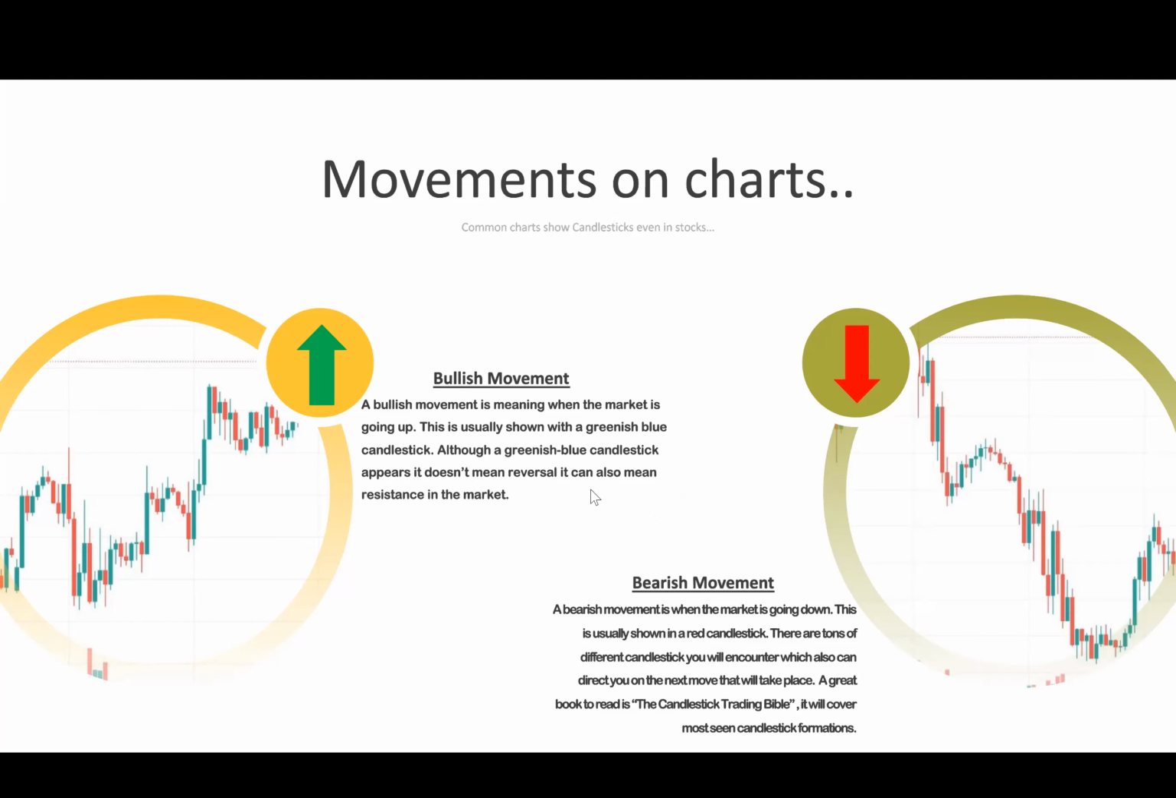So the other movement on the charts will be your bearish movement. A bearish movement is when the market is going down. This is usually shown with red candlesticks. There are tons of different candlesticks you will encounter, which will also direct you on the next move that will take place. A great book to read is the Candlestick Trading Bible. It will cover most seen candlestick formations.